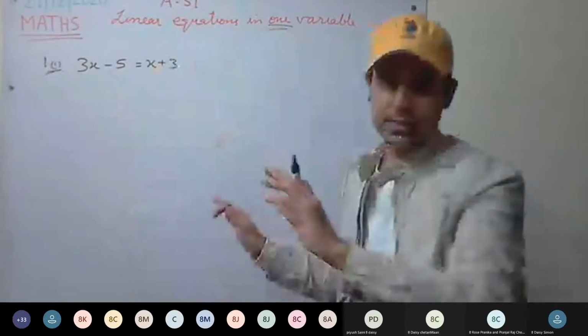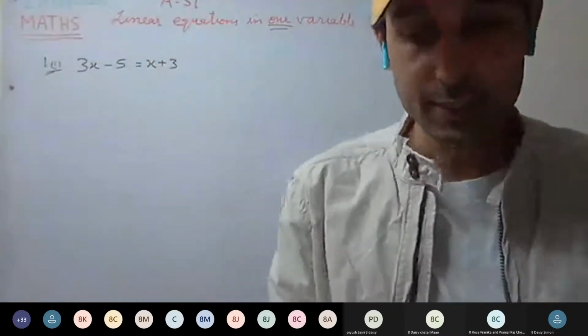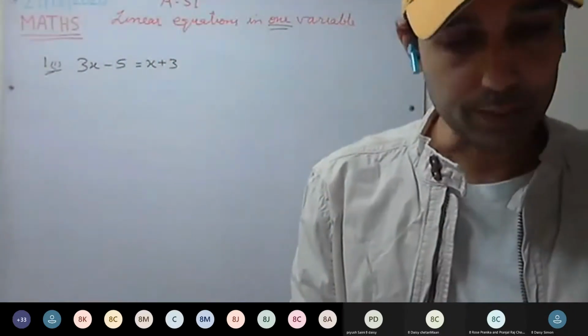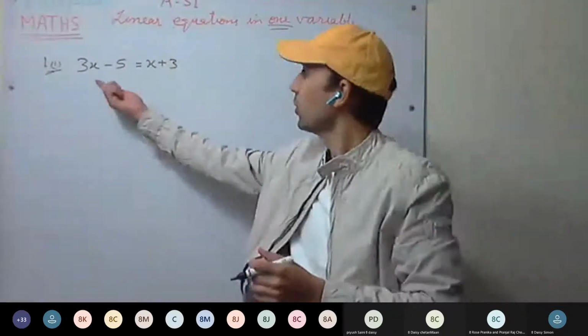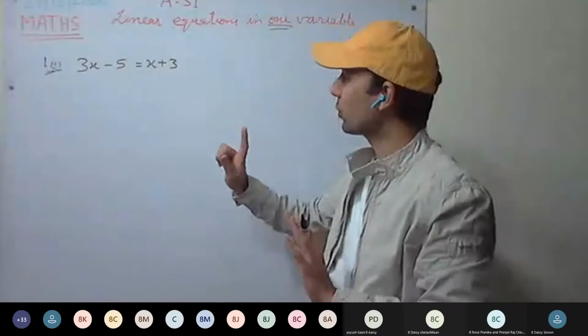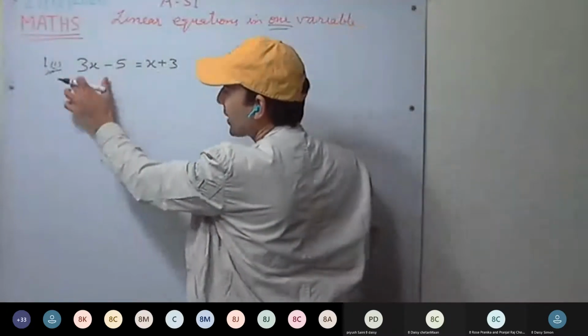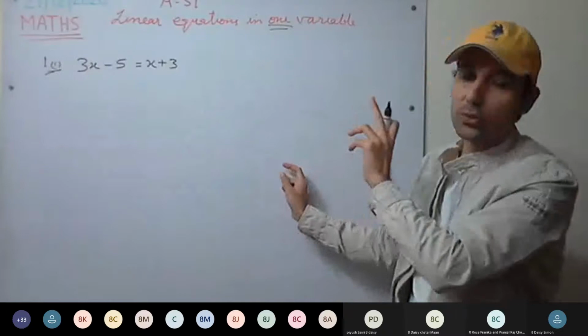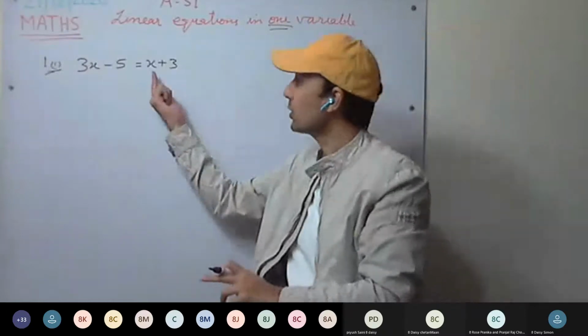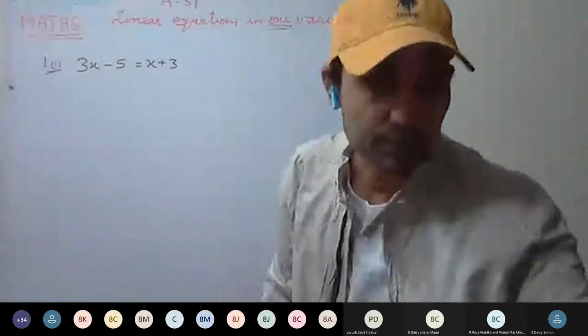The whole exercise is there in the syllabus. In the second exercise, some questions are excluded. That I will tell you afterwards. First, solve this one. So what you have to do? All the x terms on the left hand side, all the numbers on the right hand side. Solve that way.